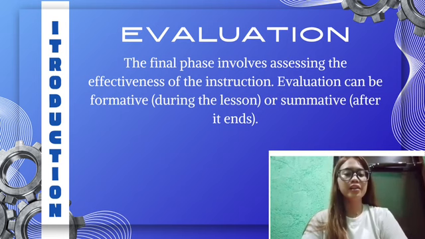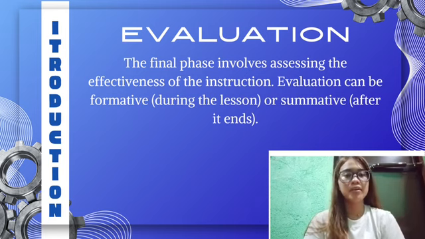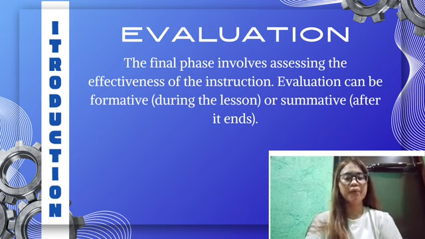So, who are the learners? What do they already know? So, you measure the success and effectiveness. Formative evaluation happens during each phase. Example, getting feedback during development. Summative evaluation happens at the end, for example, post-test and survey.